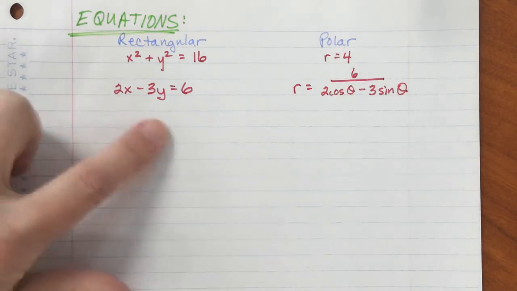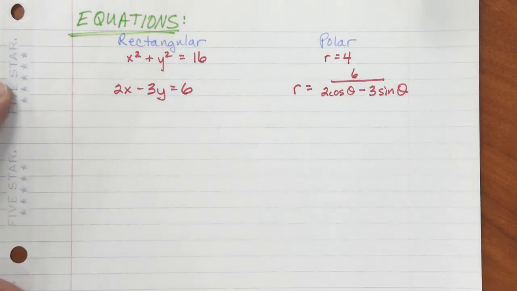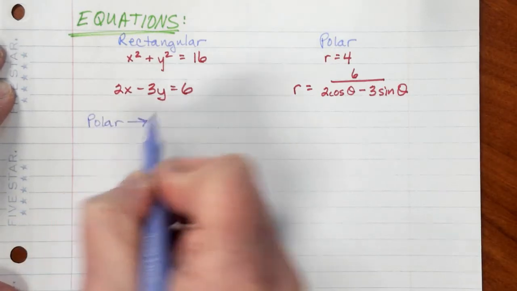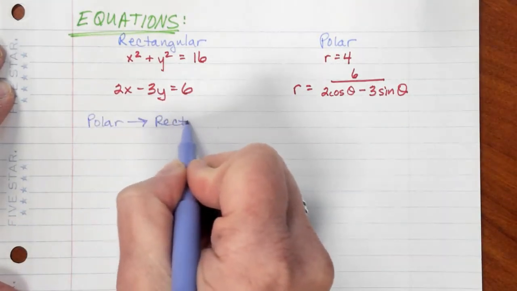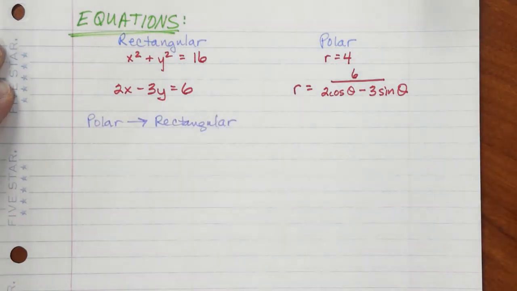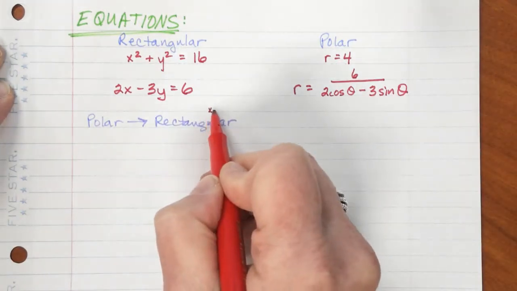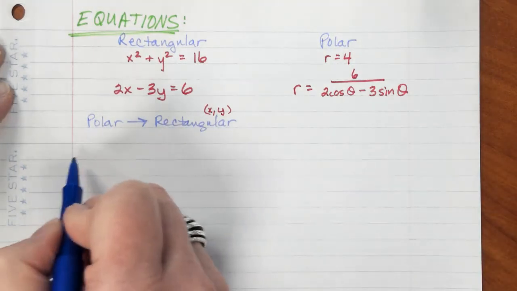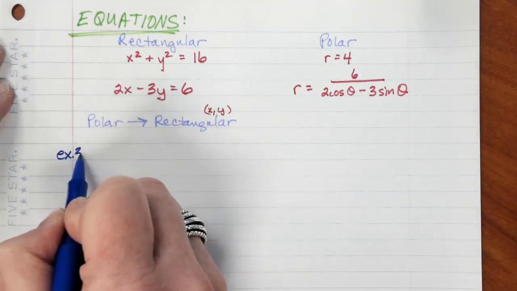But when you're going back and forth between equations, there are a few tricks that you need to know. So let's start first by going polar to rectangular. And I always remind myself that means I'm going to x and y. I'm getting rid of the thetas. So let's start. Let's have example 3.